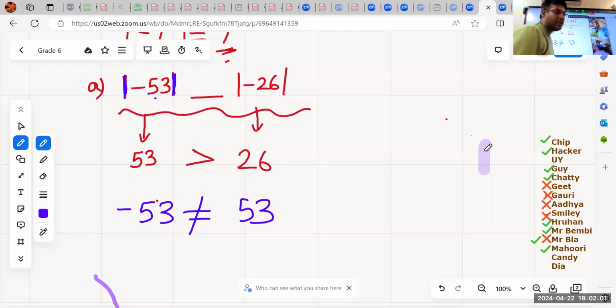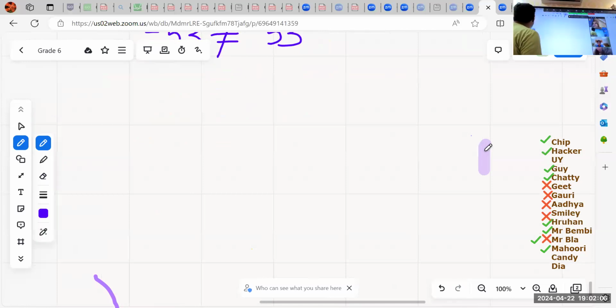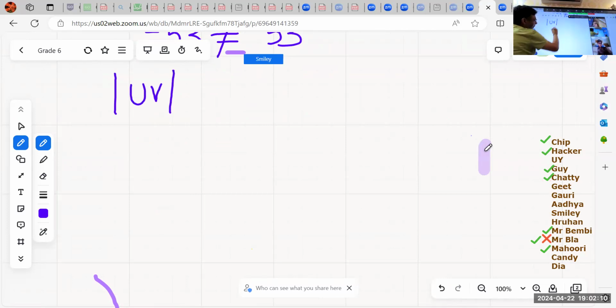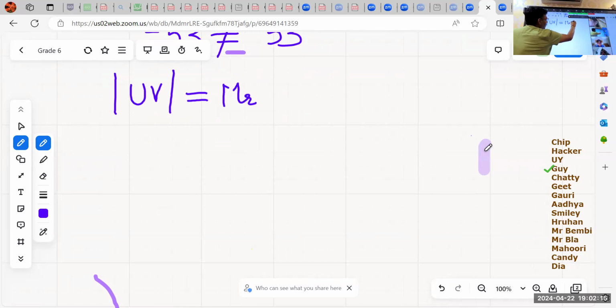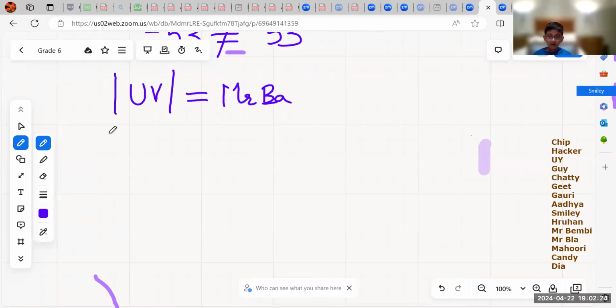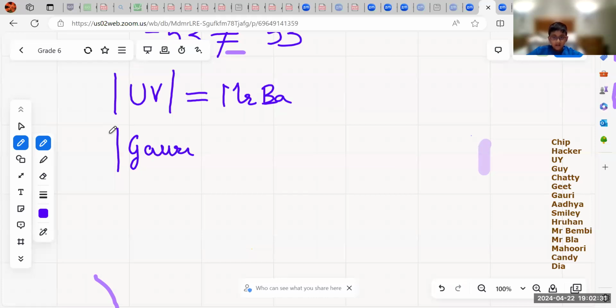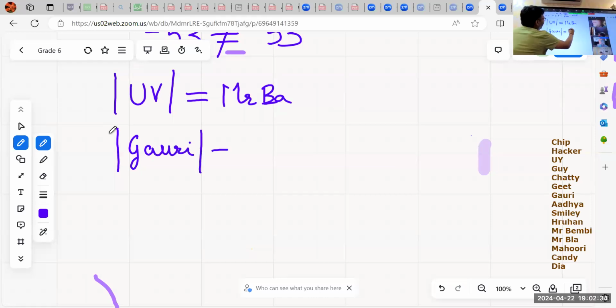Once a very naughty boy named UV was put into these magical brackets. And you know what came out? Mr. Blah came out. So you understand the magic of these brackets now? Sir, I didn't understand, give one more example. UV is equal to Mr. Bad, negative. And once Gauri was put inside these magical brackets and Keith came out.